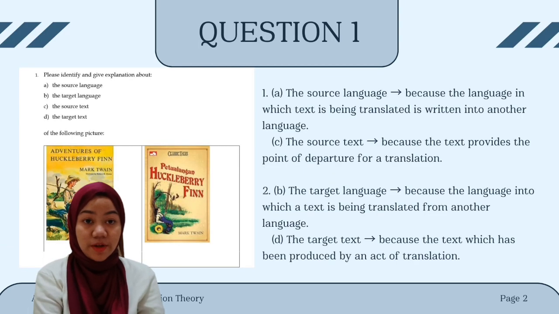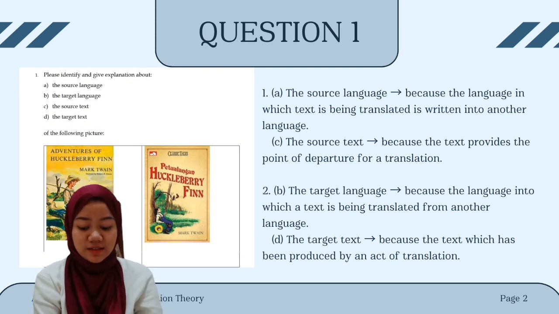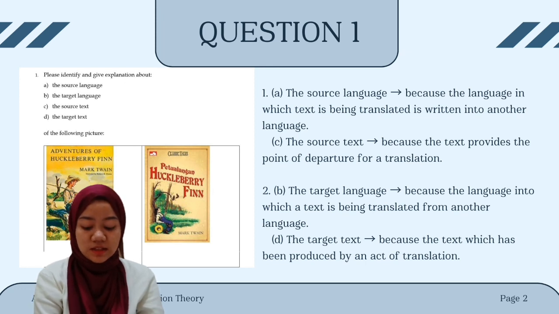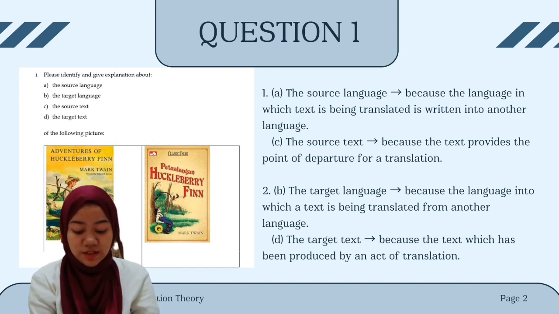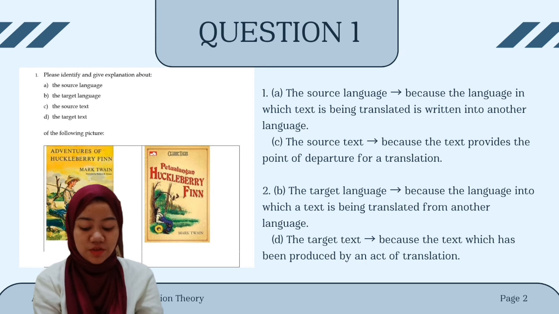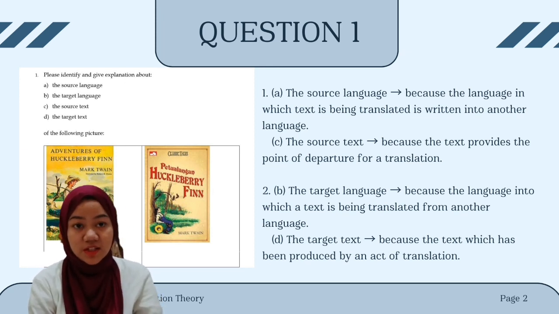And the first question is, please identify and give explanations about the source language, the target language, the source text, and the target text. So for the book 1, it's A, the source language, because the language in which text is being translated is written into another language. And the second one is C, the source text, because the text provides the points of departure for a translation.